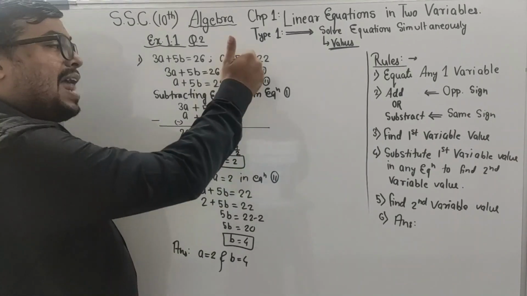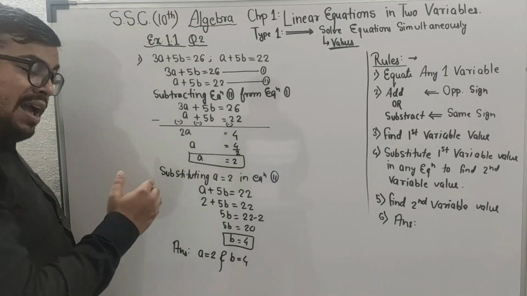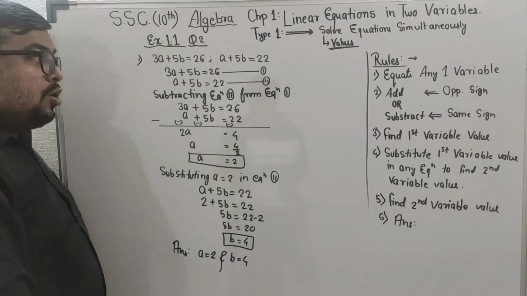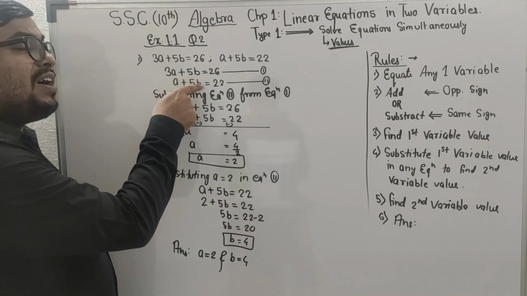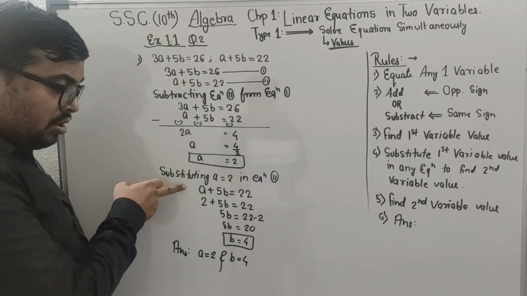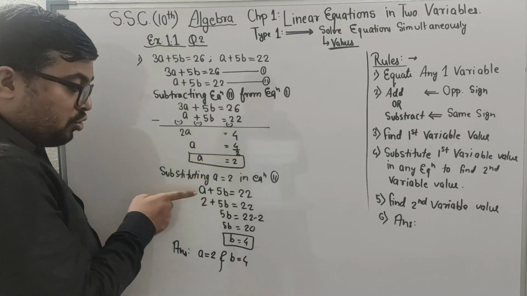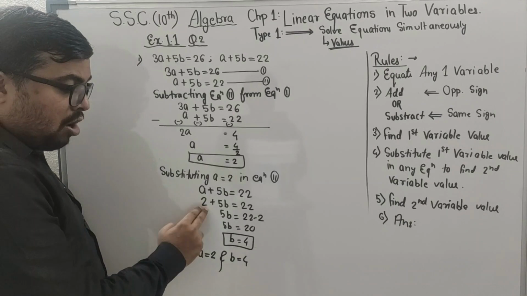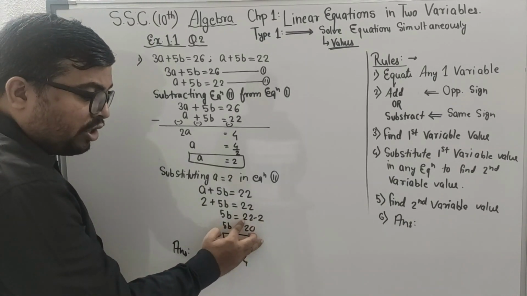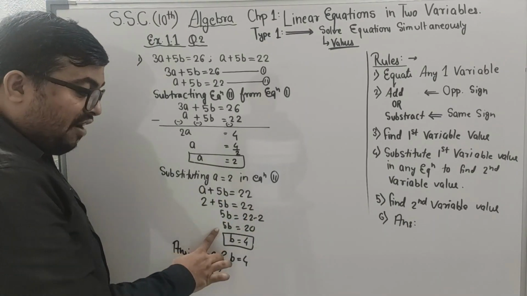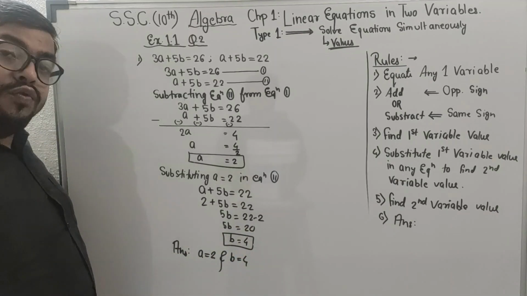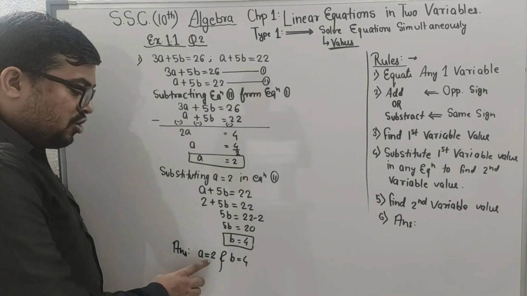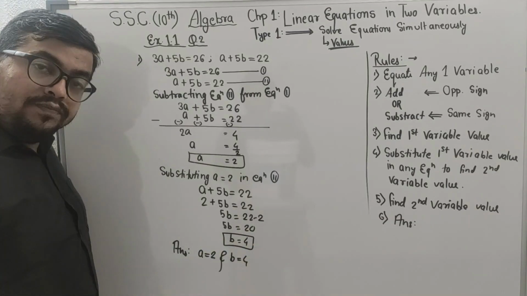Substituting this value in any other equation, here I am substituting a is equal to 2 in equation number 2. So equation 2 is a plus 5b is equal to 22. Here a is equal to 2, 2 going to the opposite side and becomes minus, 22 minus 2 is 20. 5b is equal to 20, then b is equal to 4. 5 4s are 20. Now you have to write the answer. a is equal to 2 and b is equal to 4.